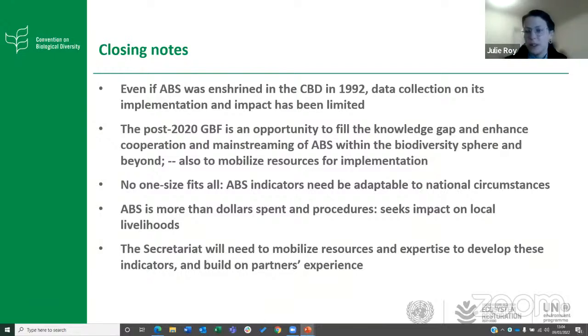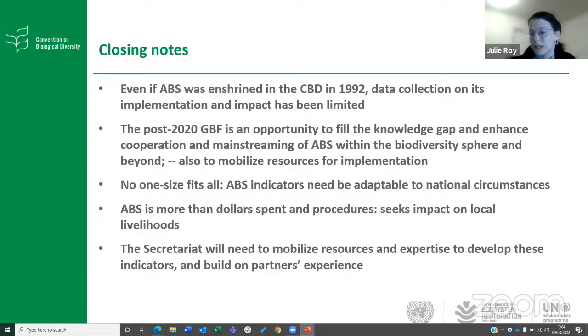So I've spoken about 3 concepts for ABS indicators. I just wanted to have a few closing notes about why this is important. We know ABS was part of the CBD in 1992, but as I think is quite obvious from my presentation, data collection on its impact and even its implementation in some ways, quantifiable information has been limited. And we really have this opportunity through the post-2020 global biodiversity framework to fill that knowledge gap, enhance mainstreaming of ABS into other topics, and also support mobilizing resources for implementation.